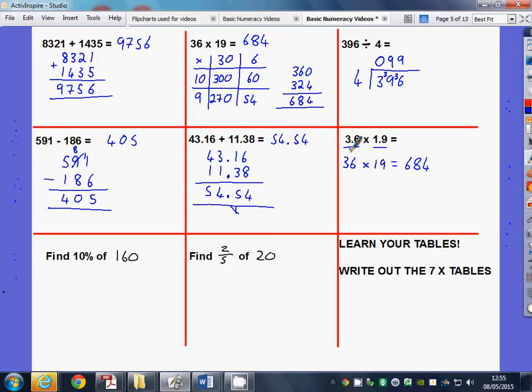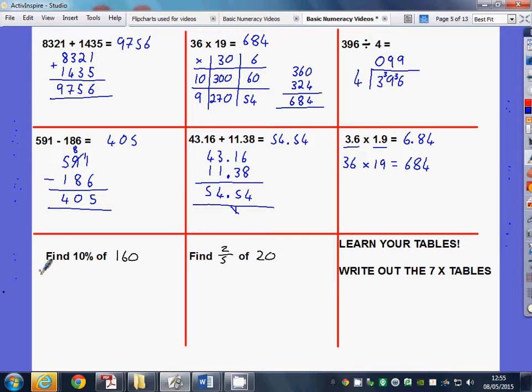Now, if I was to estimate this, 3.6 is about 4, 1.9 rounds to 2, 4 times 2 is 8. So where does my decimal point need to go in here to make this number as close to 8 as possible? It goes in there, doesn't it? So 6.84. Number 7, finding 10% of 160.